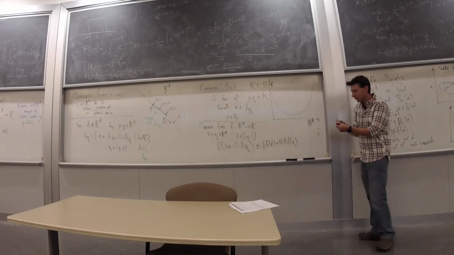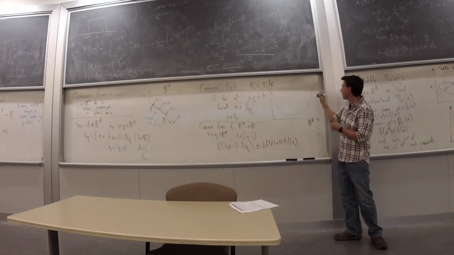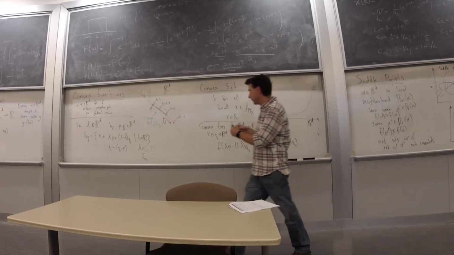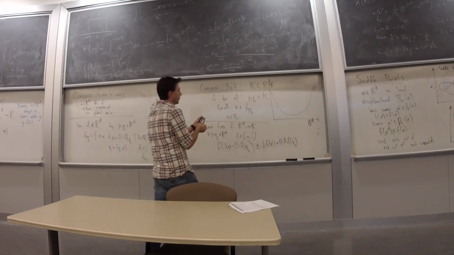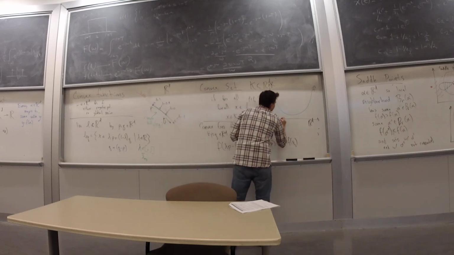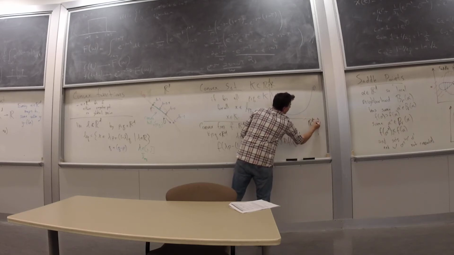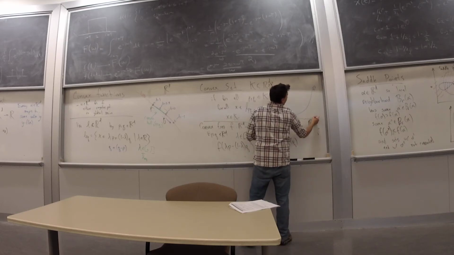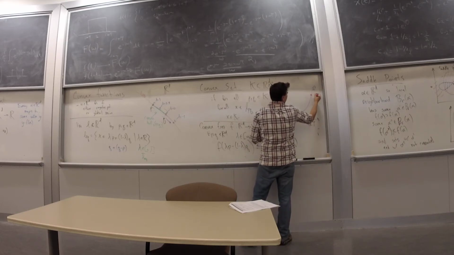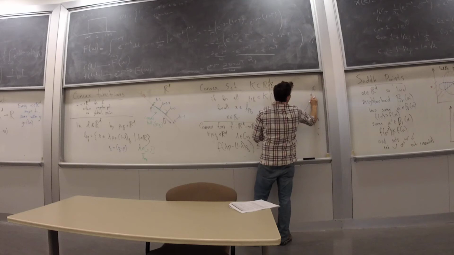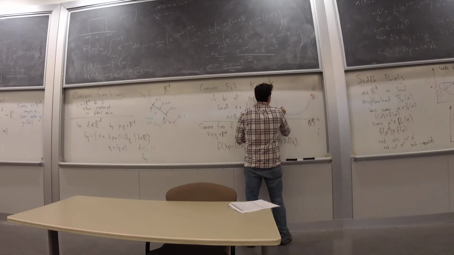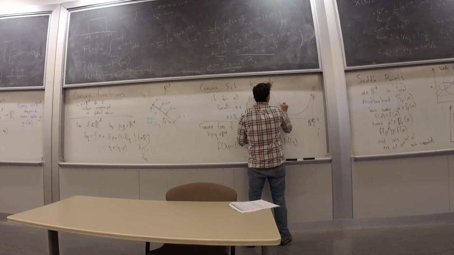Okay, great. So this is our function f right here. Okay, now let's pick 2 points, P and Q, and go up to the function values. This is f of q. This is f of p.